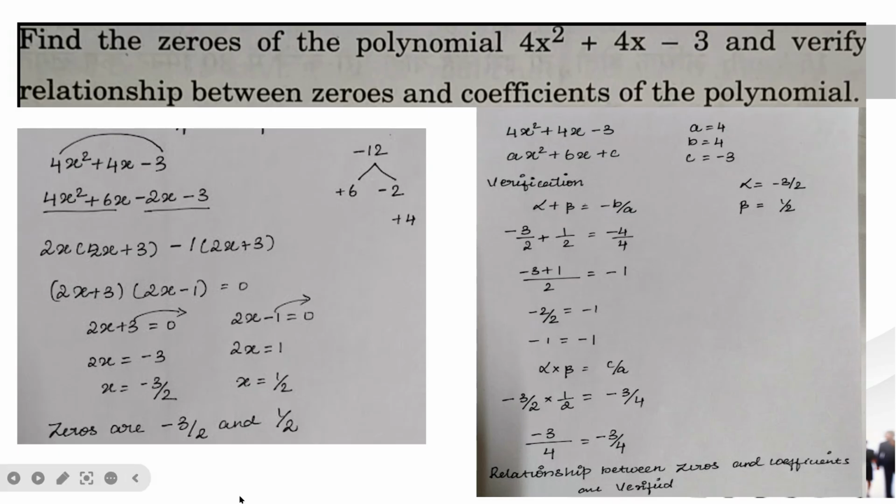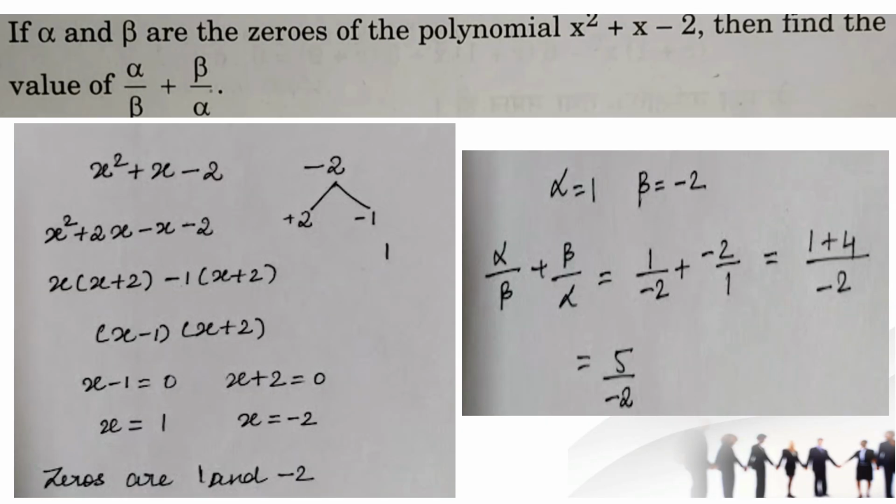Okay. You need to substitute these zeros. Zeros is nothing but alpha and beta in this equation and then verify the relation.